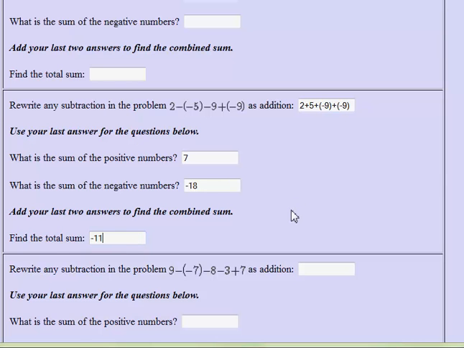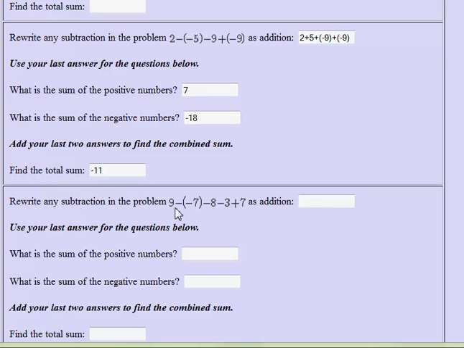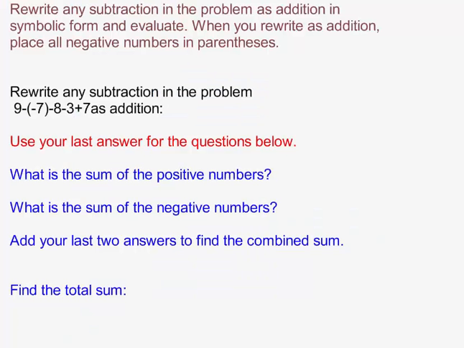Let's do one more example. Let's look at the next question here. The directions are the same. We're going to change all of the operations of subtraction, which is here, here, and here, to addition problems.